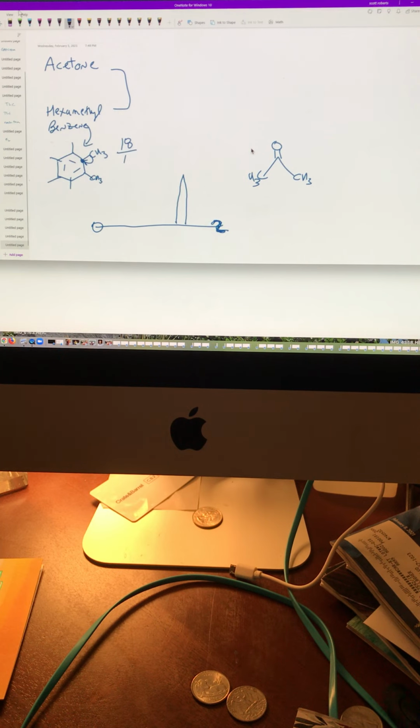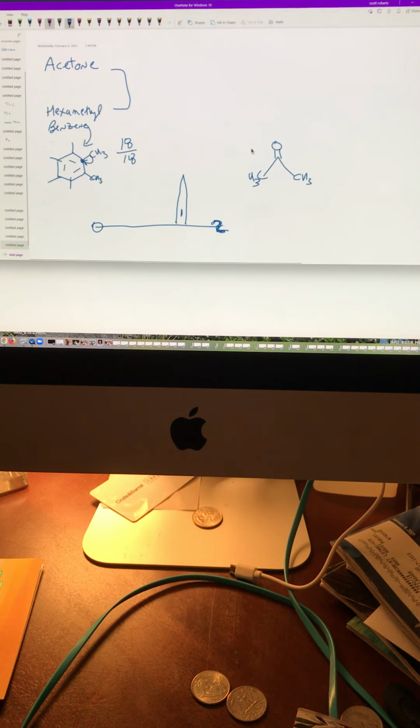Pay attention. It's 18 over 18. It's always normalized to the lowest number. So it's 1. There is no relative height. It's just 1, because the heights are integrated and relative to each other, and there's only one type of hydrogen. So the machine doesn't know how to do any other comparison.